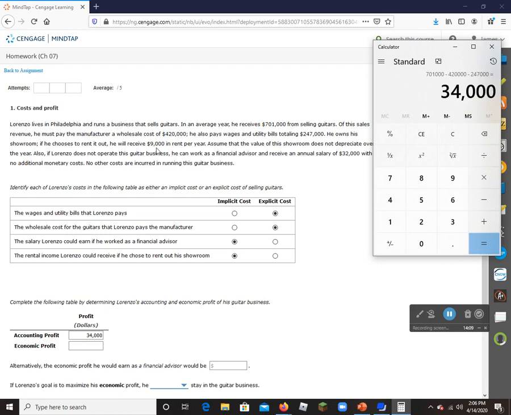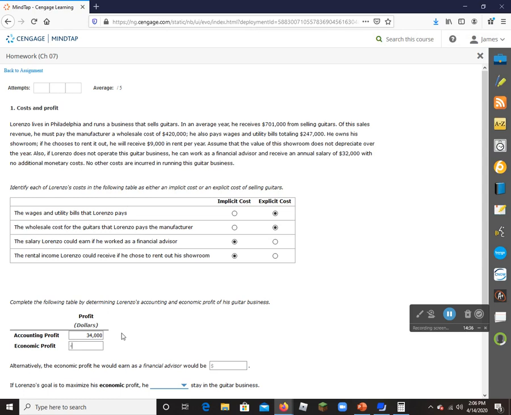but there's other things you have to consider if you're running the business. You could have been receiving $9,000. So we're going to subtract out $9,000. You could have been earning $9,000 if you rented out the building, and you could have made $32,000 if you worked for someone else. So when we look here, we're going to get a negative $7,000 in economic profit.